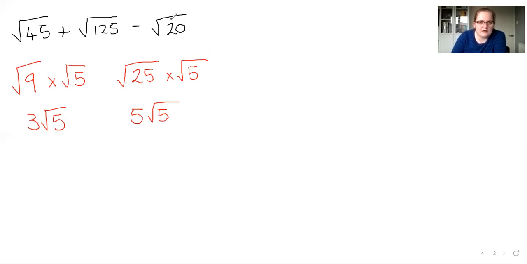I'm going to add in our operation symbols from the original equation now down here. But we're not going to do anything until we've done this final root 20. So let's simplify root 20. 4 goes into 20 5 times. So we've got root 4 multiplied by root 5. We can simplify root 4 to 2. Can't simplify root 5.